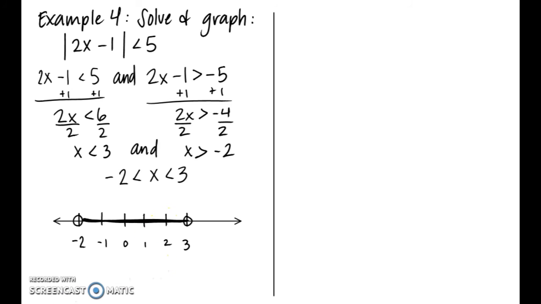Let's graph that now. I put an open circle on the -2 as well as a 3 because there are no lines underneath the inequality symbols, and I'm shading in the middle because it's an and inequality, so the shading is in between.